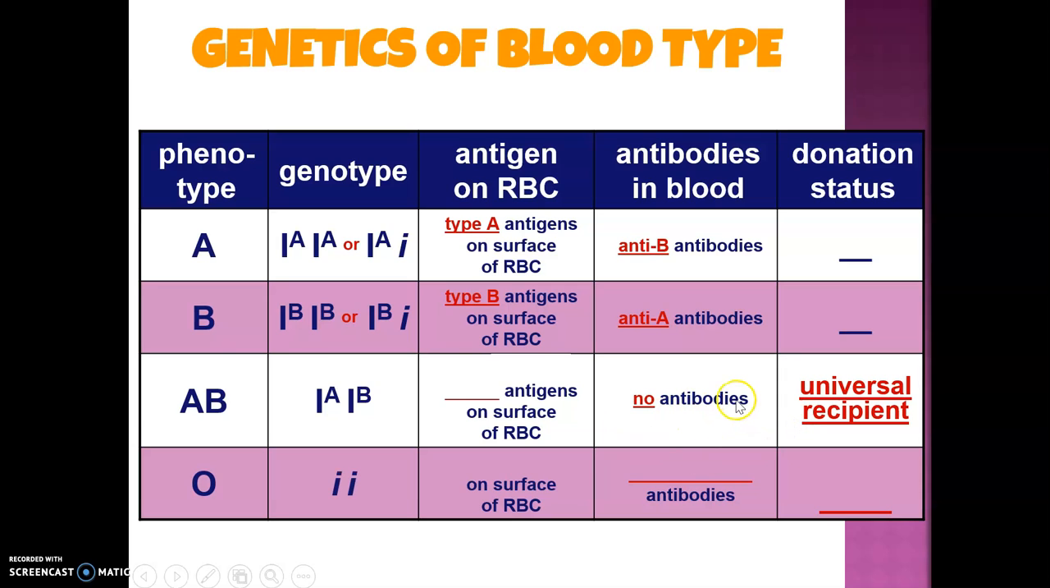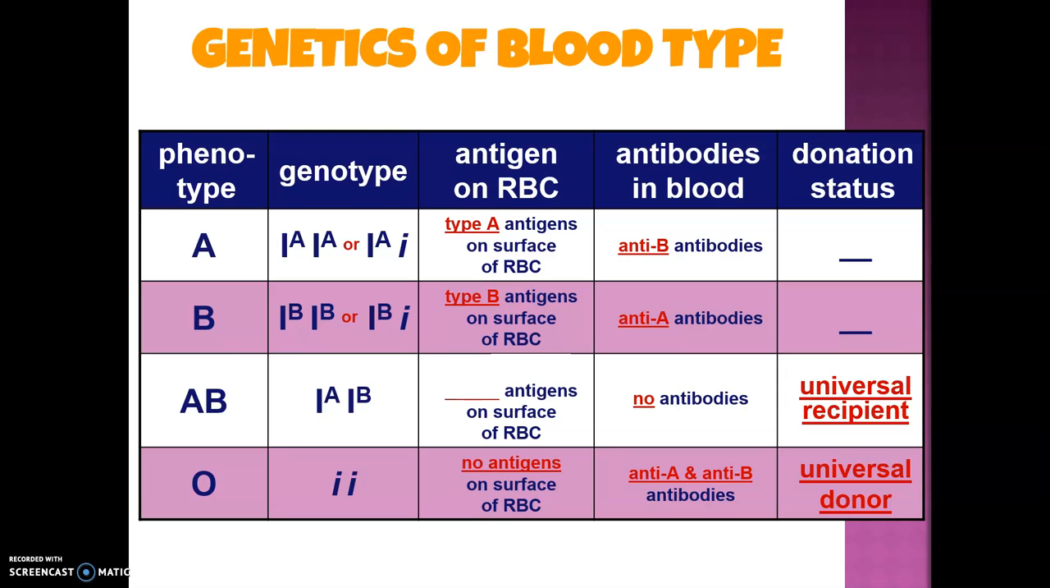Because they don't have any antibodies. Type O blood is where you are considered, I guess, the recessive, where it's just the two lowercase i's for your genotype. You have no antigens. So since you have no antigens, that means that you are the universal donor.